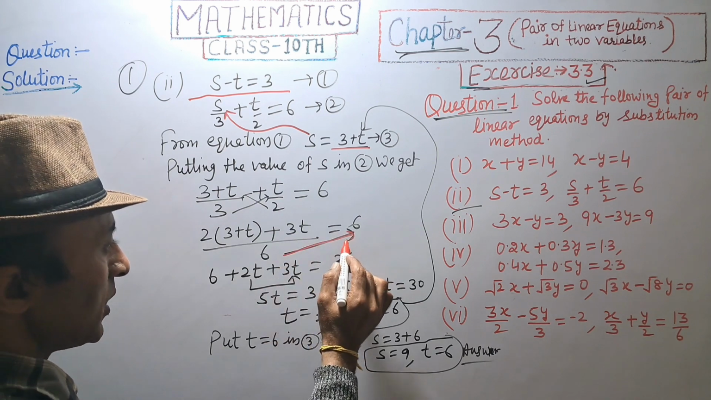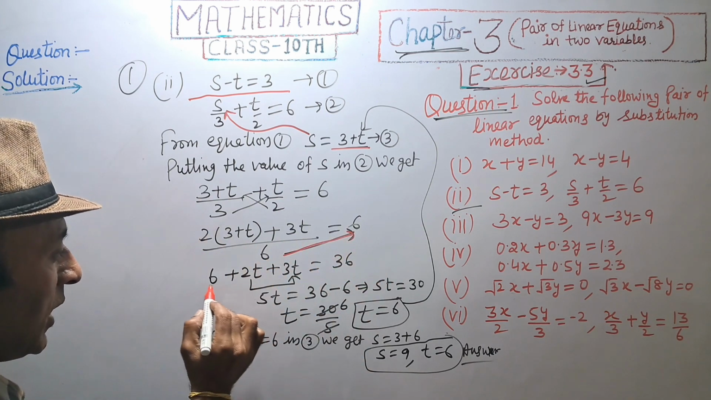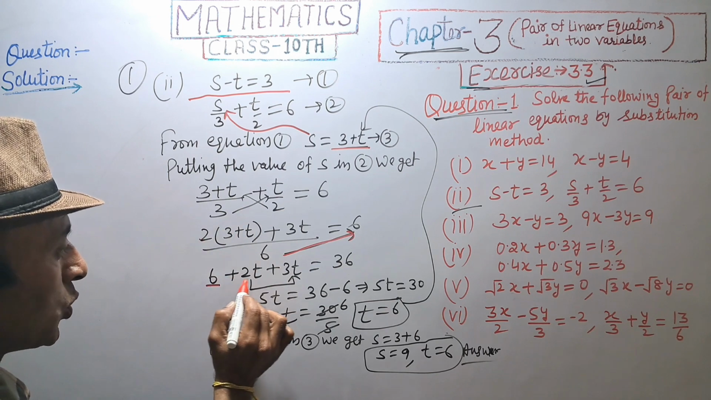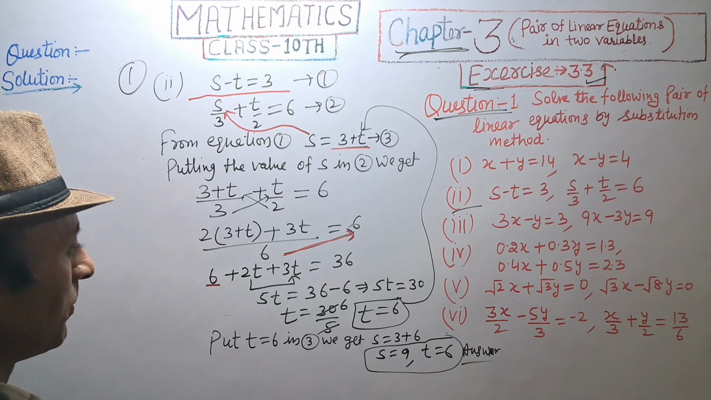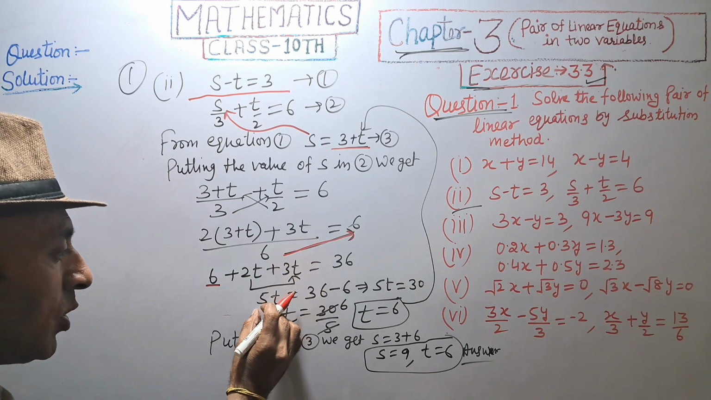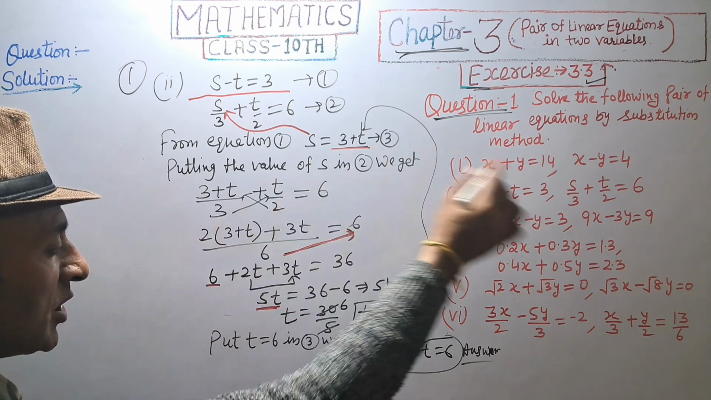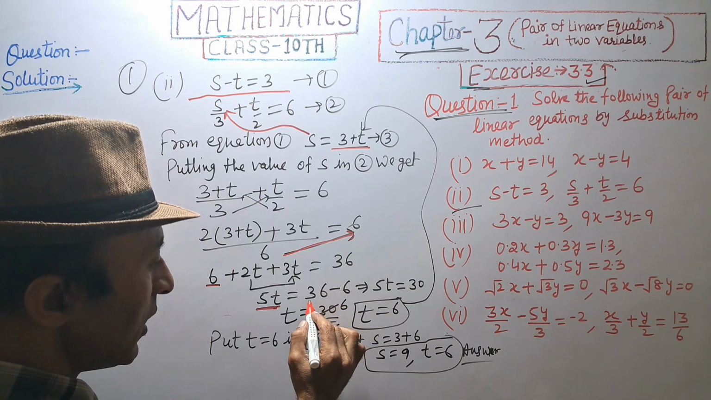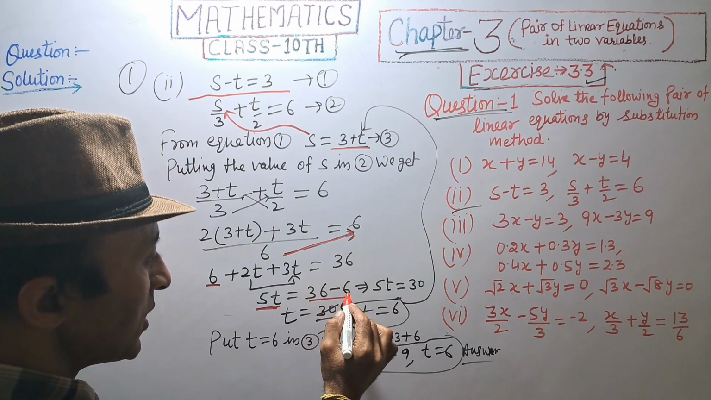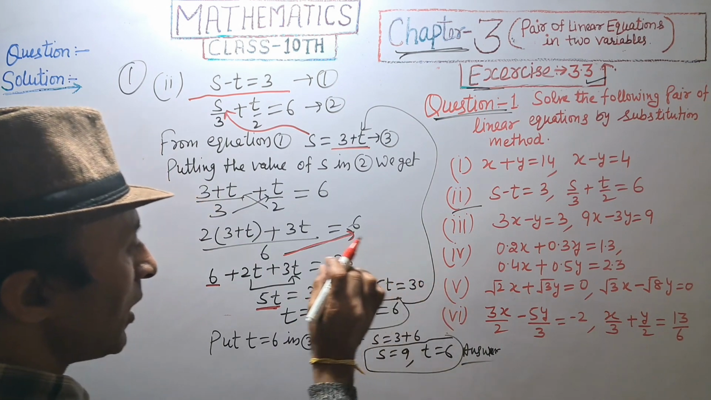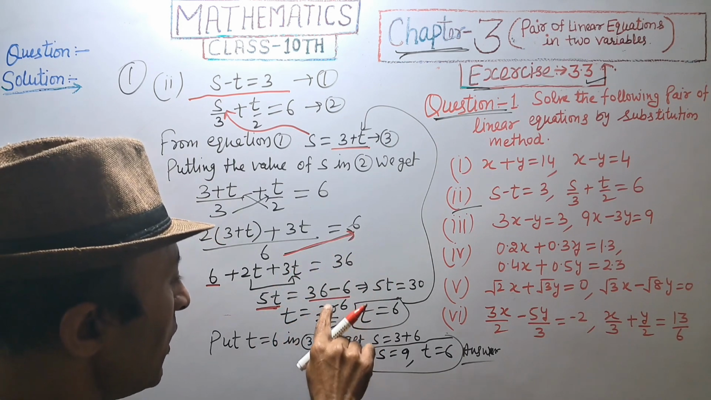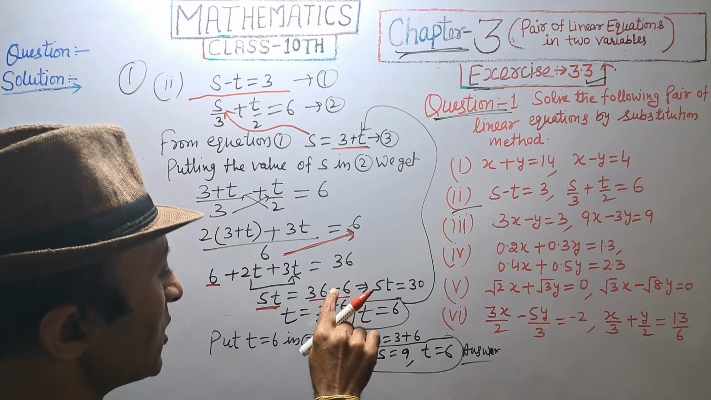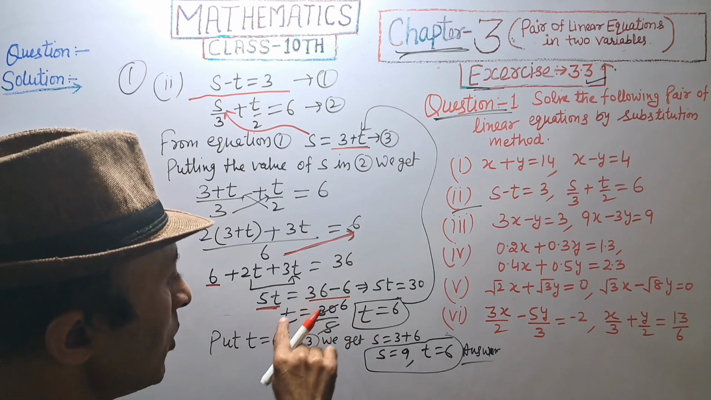6 6s are 36, and 2 into 3, that is 6. 2 into t, that is 2t, plus 3t is equal to 36. 2t plus 3t equal to 5t, and 6 is shifting to the right side. 36 minus 6, that will be 30, and we want to find the value of t, that is 30 upon 5, and 30 divided by 5 is 6, so t is equal to 6.